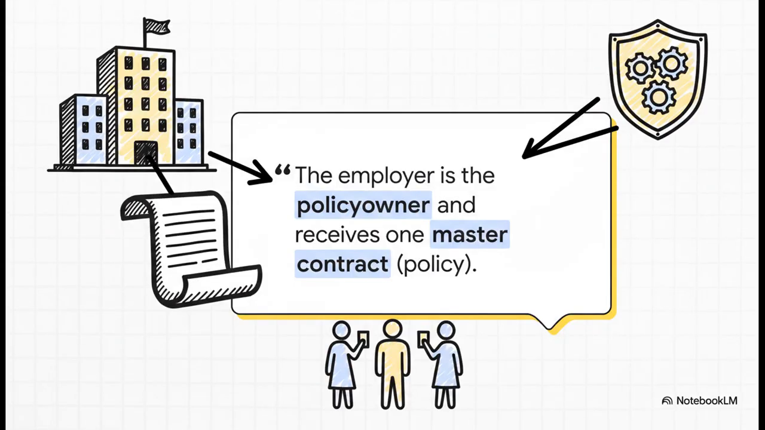Before we finish up, let's circle back one last time to the most fundamental principle here. If you remember nothing else from this entire review, please remember this. The contract is between the insurer and the employer. The employer is the policy owner. The employee is just a certificate holder.